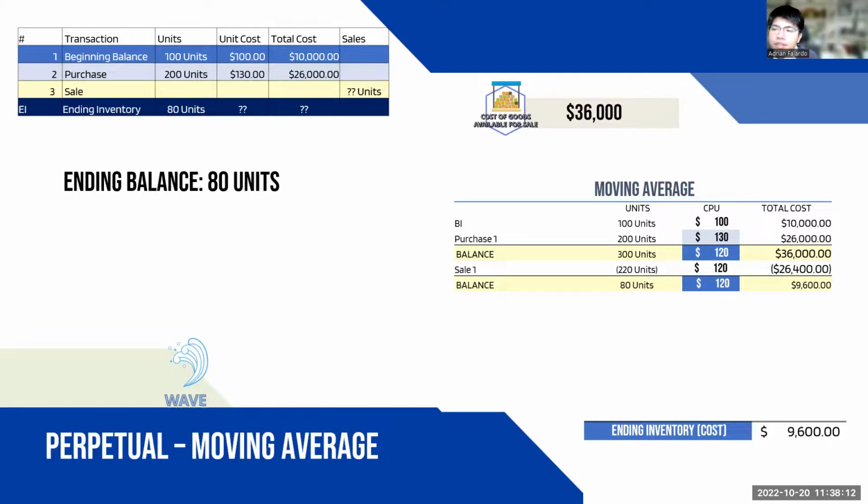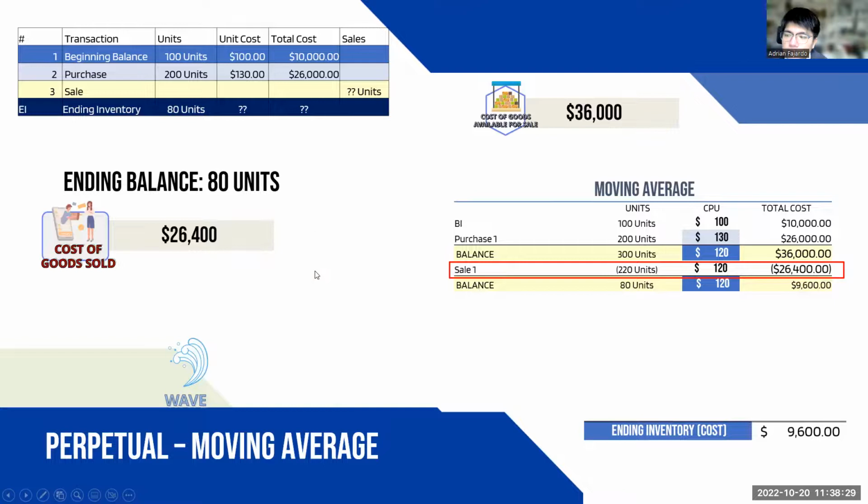So we know that the cost of goods available for sale is 36,000. And to get your cost of goods sold, you look at the transactions that have a sale in it. So itong 26,400 would be your cost of goods sold. And your ending inventory is 9,600.